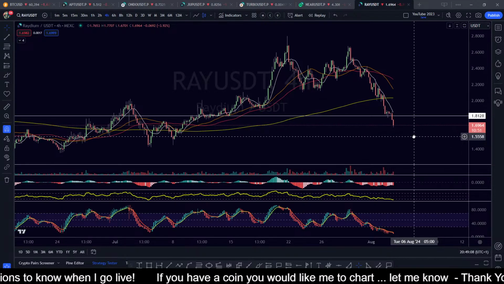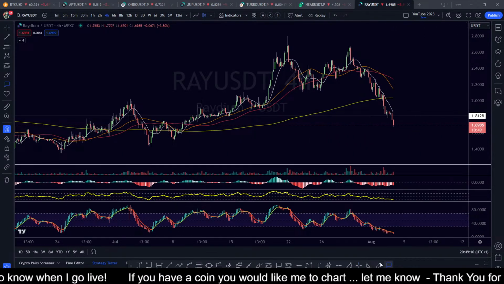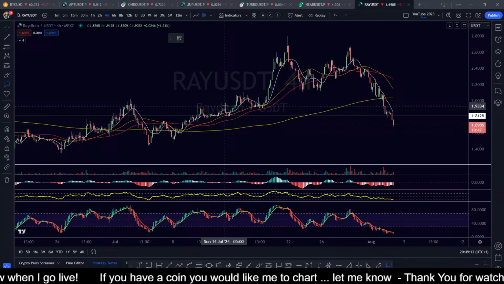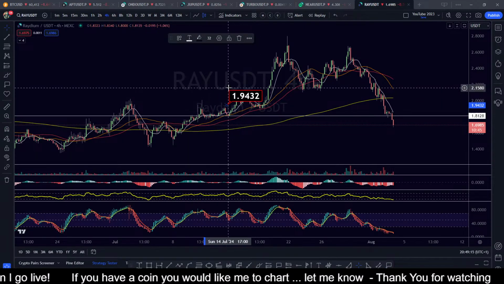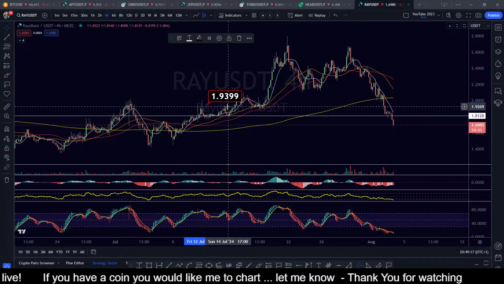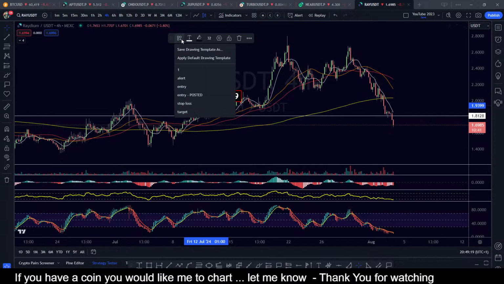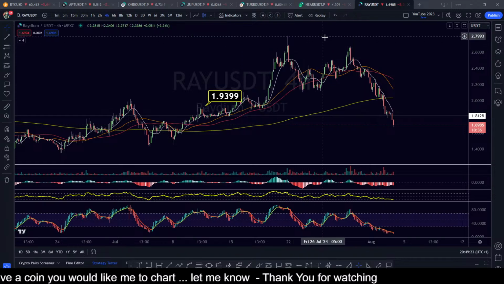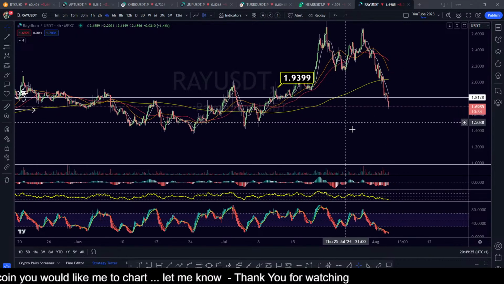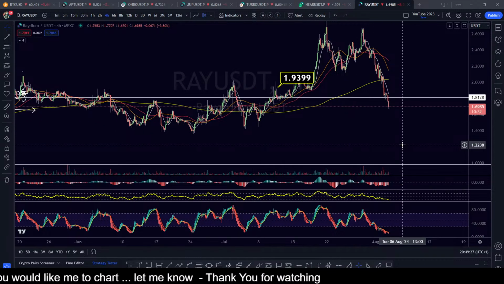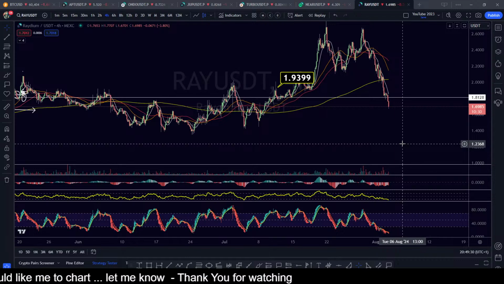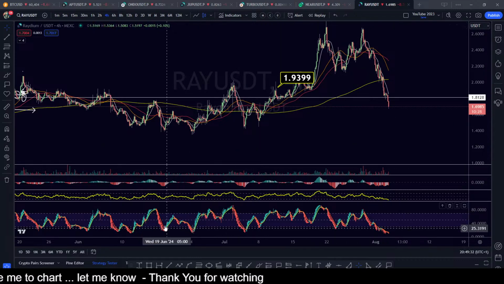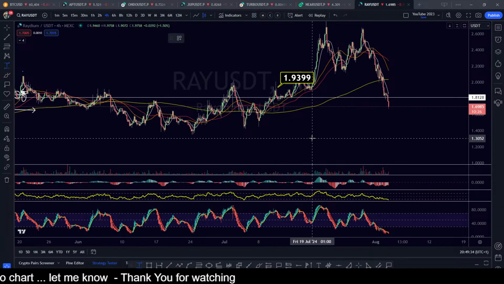I would not enter this long. Matter of fact, if you're looking at it for a long, they would need to cross this level. We would need to cross that level for a long. I wouldn't touch this before then. If you're looking for a short, in my opinion, right now would be good. And just do like a 2x.